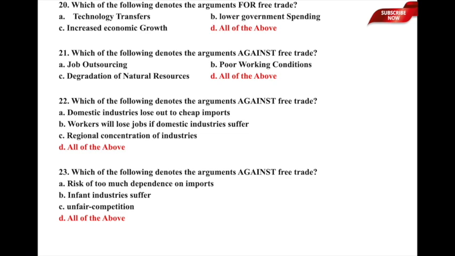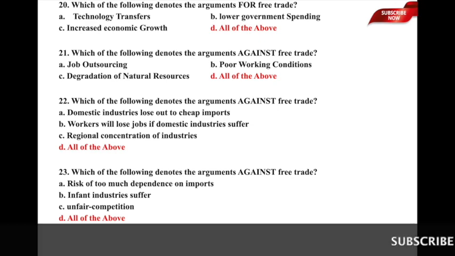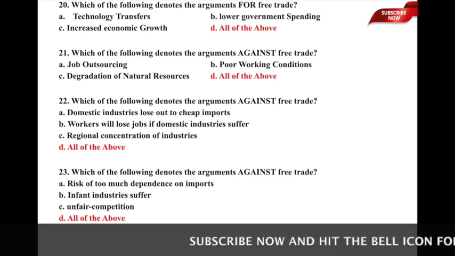So here again the arguments that were against free trade are denoted by all of these 3 points. That means domestic industries lose out to cheap imports, workers will lose their jobs if domestic industries suffer, and regional concentration of industries is also in a sense harmful. So therefore option D, all of the above, is the correct answer. So in question number 21 and 22 we have seen 6 arguments against free trade. In the next question as well we are looking at the arguments against free trade.